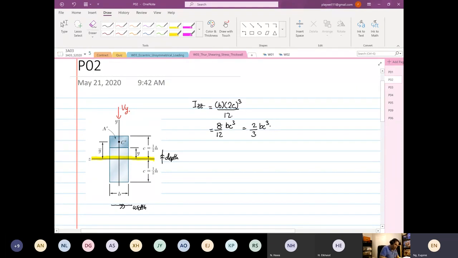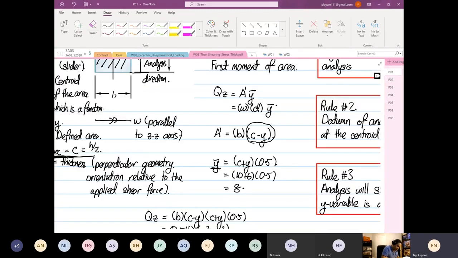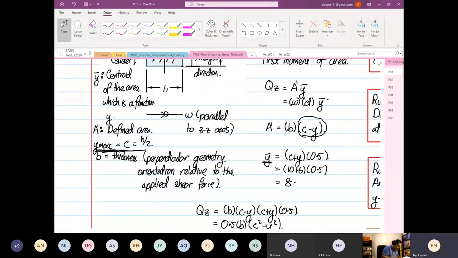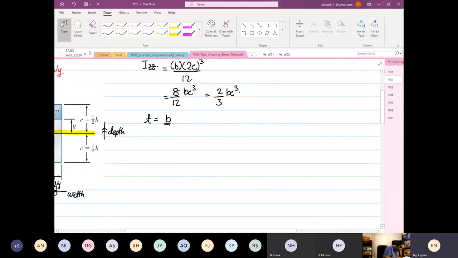So now we have everything. The next thing we want to know is our thickness, T, which is equal to B. As I wrote before, the thickness is the perpendicular geometry orientation relative to the applied shear force. Your Vy is acting in this direction, so this is the perpendicular distance. Now we have everything, we start putting everything in.